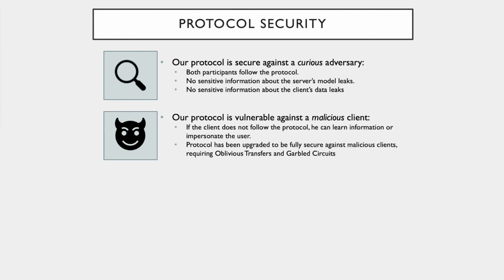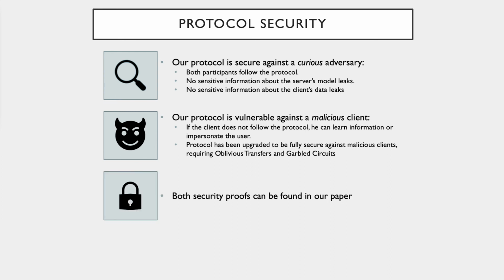Secondly, consider the context of a malicious client. In this context, the client does not follow the protocol and does whatever he wants. In this context of security, our protocol is not secure anymore. But in our paper, with the help of oblivious transfers and garbled secrets, we show that we can do an upgrade of the protocol to make it secure against malicious clients. All security details and proofs can be found in the paper.